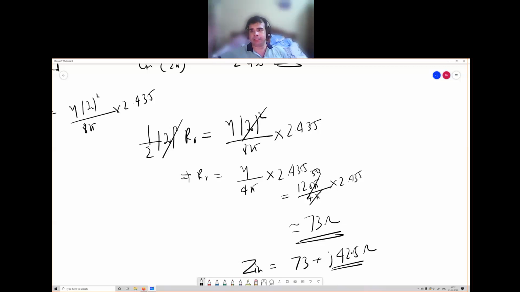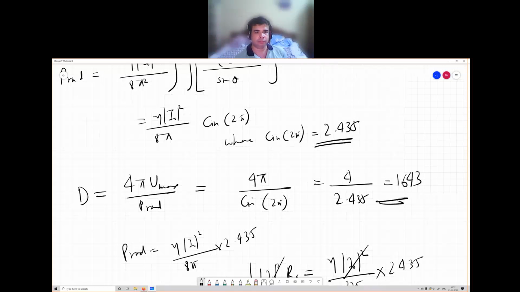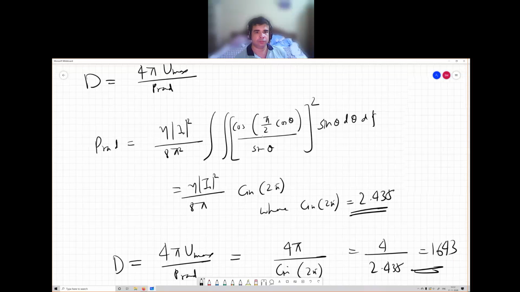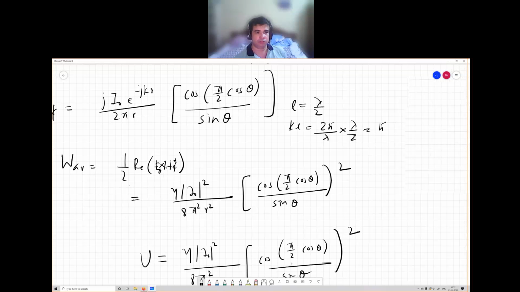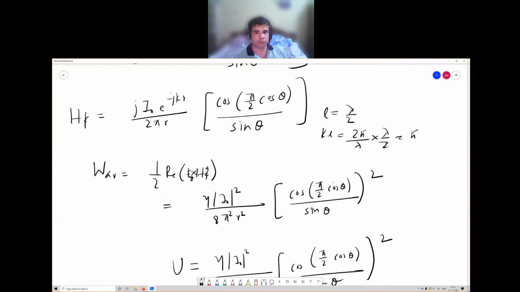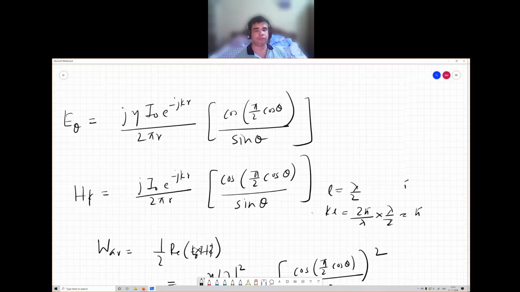We have plotted that sin theta radiation. Sorry, not sin theta, this is a bit different. For the half wave dipole, the pattern is like this, cos of cos.